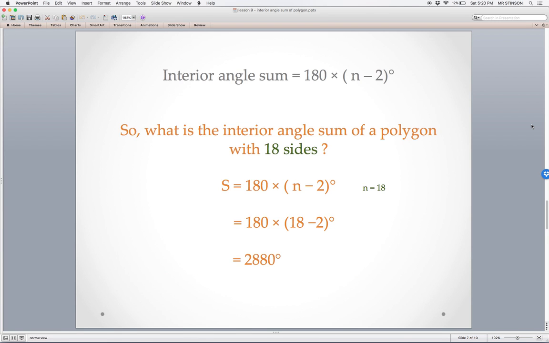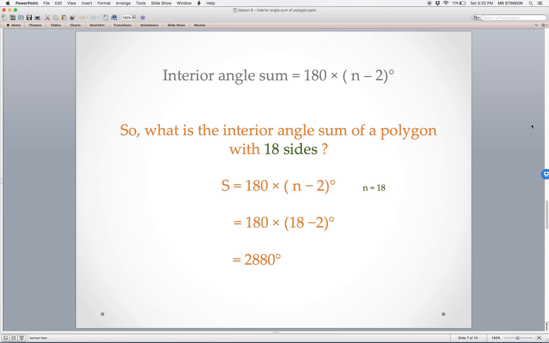So let's move on. Here are some really familiar questions that you will be asked within any test or exam that you'll see. I've written the formula once again at the very top of the screen. The interior angle sum of a polygon equals 180 times n minus 2 degrees.